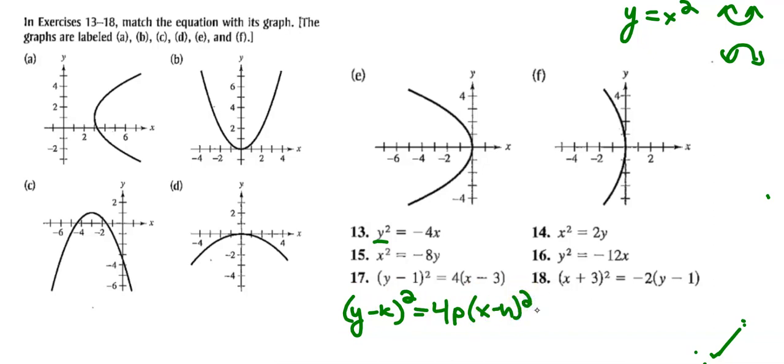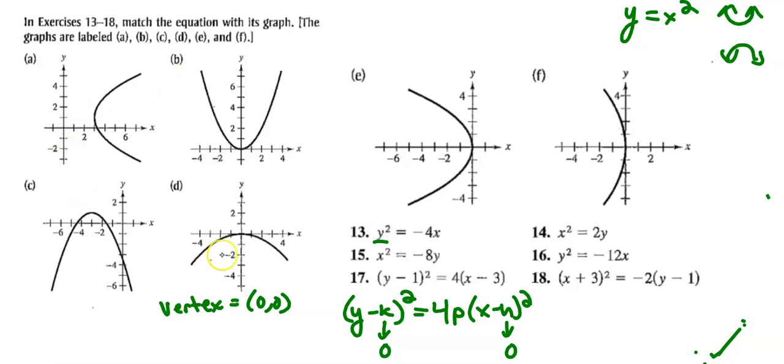Now, the only thing about that is, some people have a hard time seeing this, because this looks a lot more complicated than what we've got going on in number 13. So we can simplify a few things here by identifying, hey, my k value must be 0. So it's like y minus 0 squared, which is just y squared. My h value must also be 0. This tells me that the vertex is at 0, 0. All right? So it's either opening up left or right, and the vertex is at 0, 0.